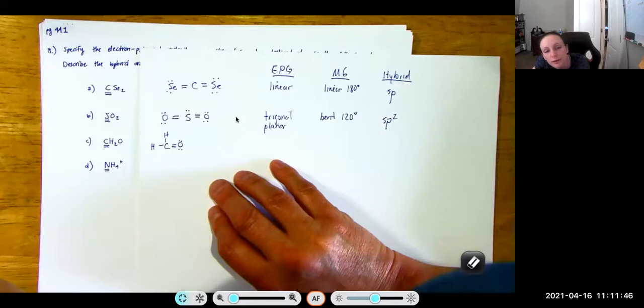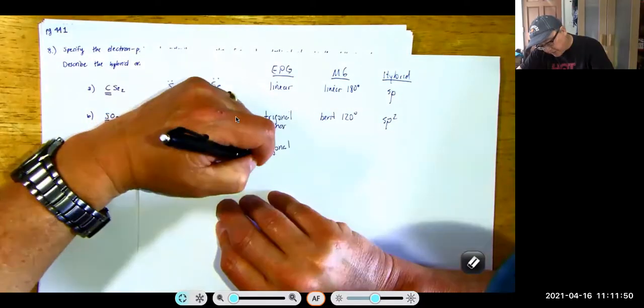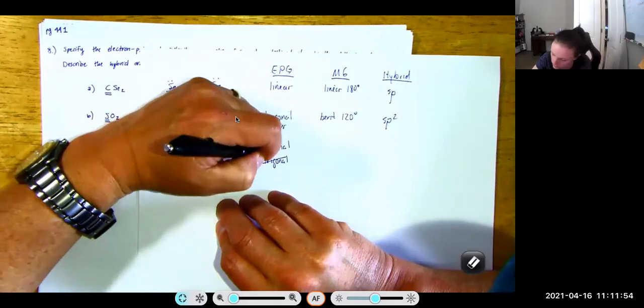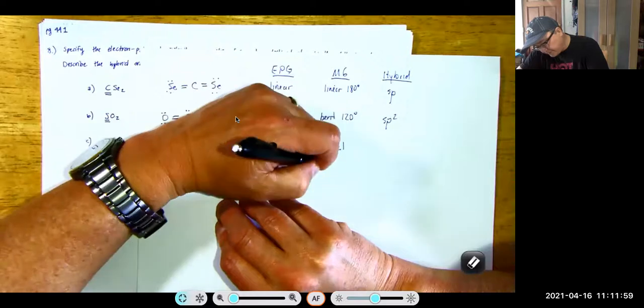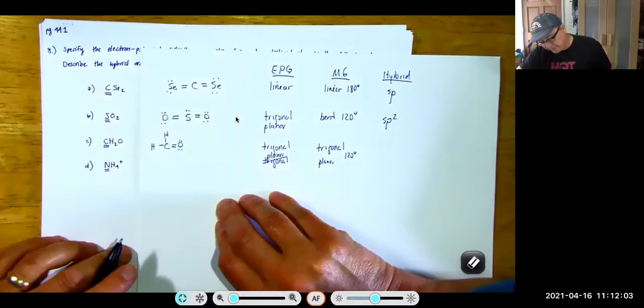Trigonal planar. What's the molecular geometry? Trigonal planar. What are the angles? 120. Hybridization? sp2.